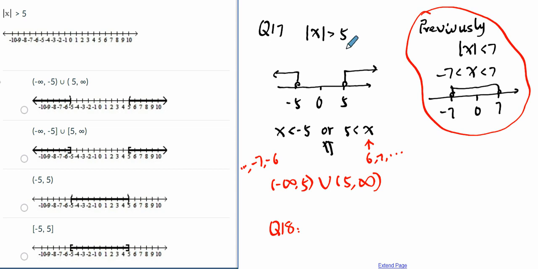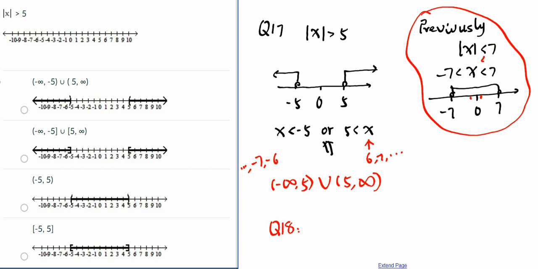Now, let's look at this inequality: absolute value of x greater than 5. How to convert this one to the compound inequalities? Previously, we did for absolute value of x less than 7, which is converted into this compound inequality. It is because, say, for example, here is 1 and here is -1. Then the absolute value of 1 and -1, they are both 1, which is less than 7.